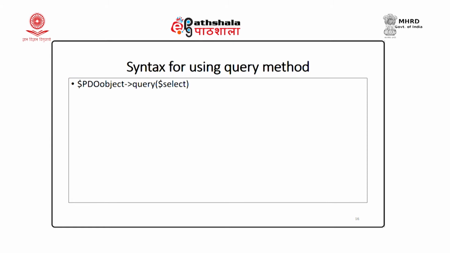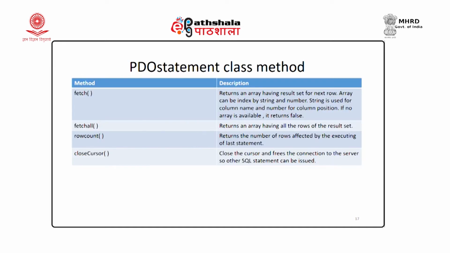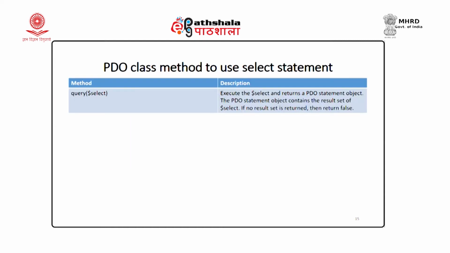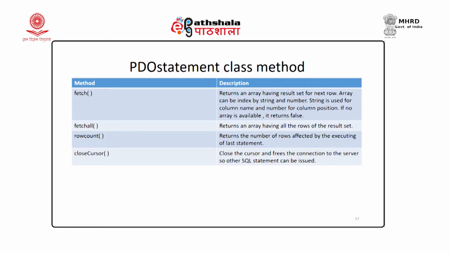This is the syntax: first you write the object, then the object access operator, which is hyphen and arrow, then query, and you write your query, which can be assigned in a variable or a string. Remember there are two types of methods: PDO class methods and PDOStatement class methods. The PDOStatement class methods are fetch, fetchAll, rowCount and closeCursor. The fetch method returns an array having the result set for one row, the next row, meaning the pointer of a record, and the array can be indexed by string as well as number. So, in coding you can use either name or number, and if no array is available it returns false.